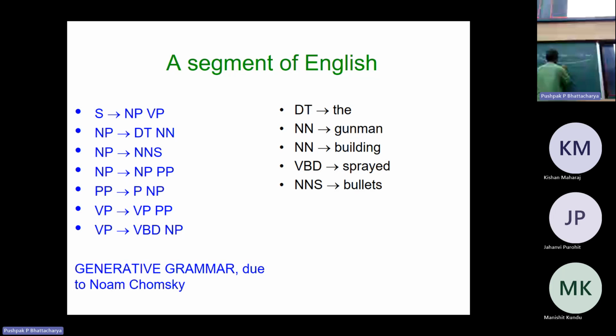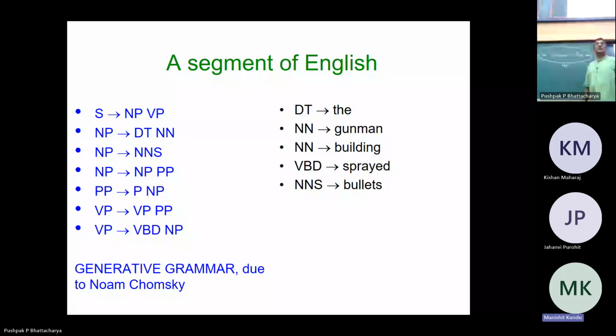S goes NP VP. Why do we have it? We have it here. Yeah. So I'm processing only the NP part. The man is NP. The rest of it is PP.